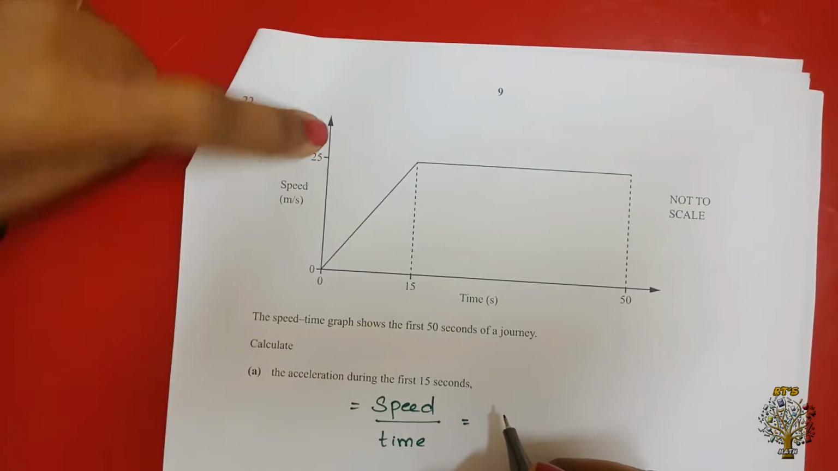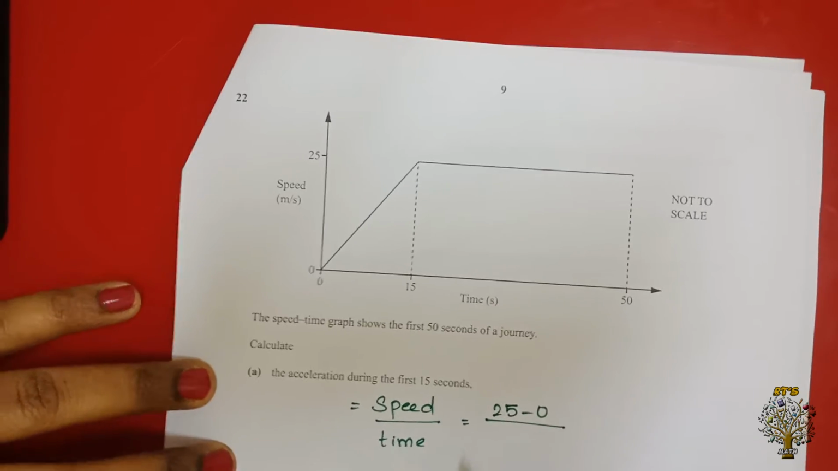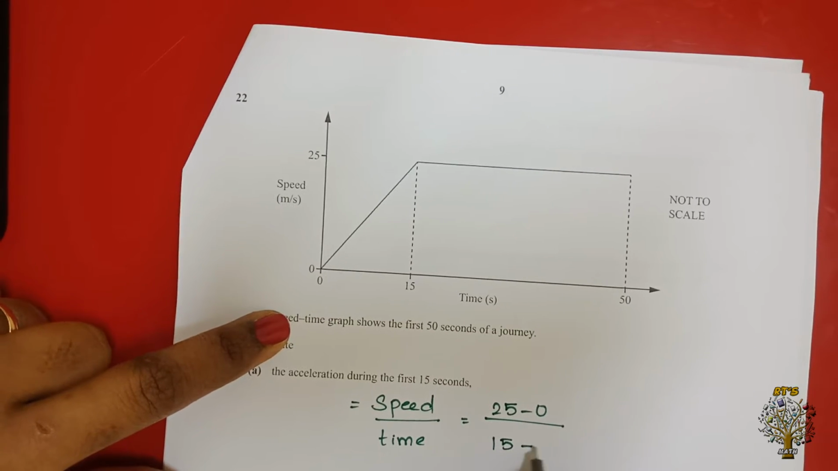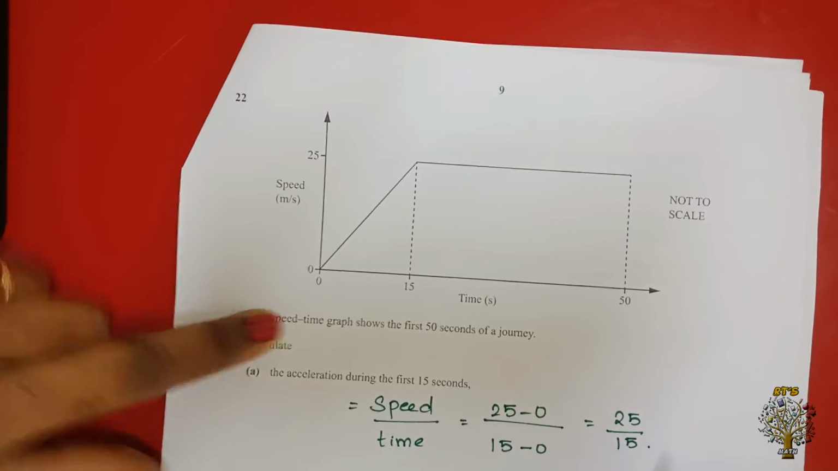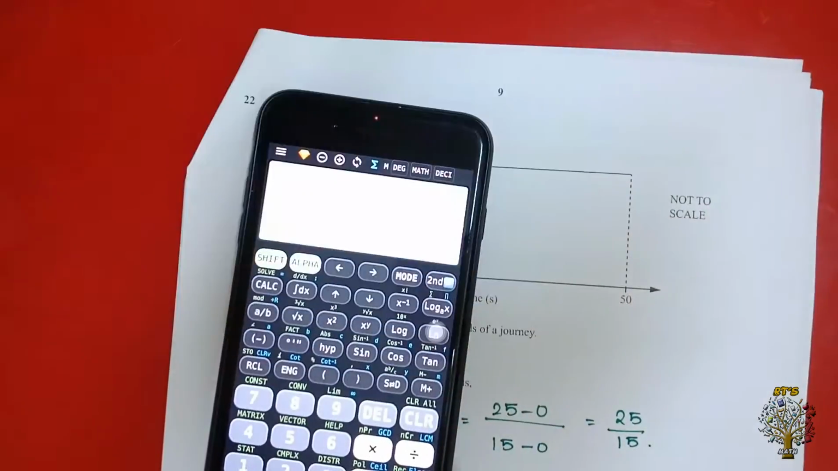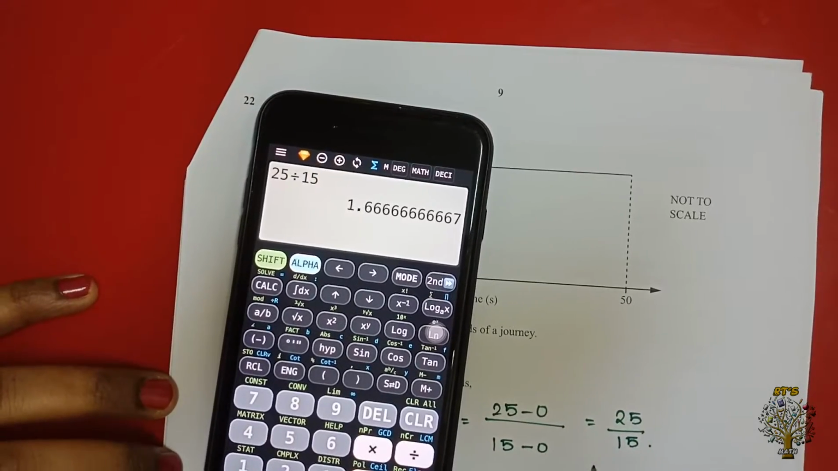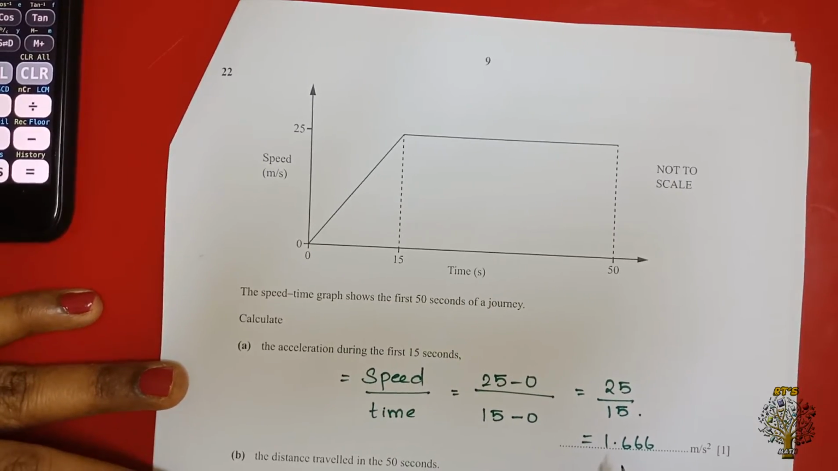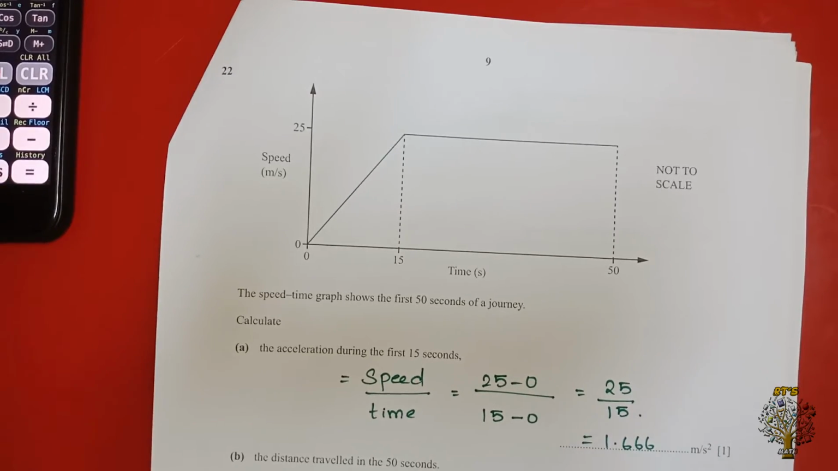So, final minus initial, 25 minus 0, divided by time. Final minus initial, 15 minus 0. So we have 25 divided by 15. Okay. I'll be using my calculator. 25 divided by 15. We have here 1.6667, or I can simply state this as 1.67. It's up to us, or you can write in fractions also.